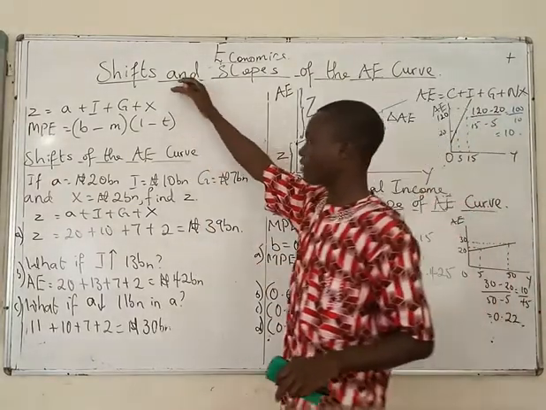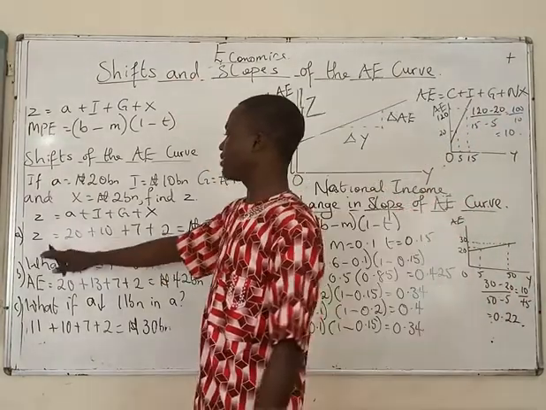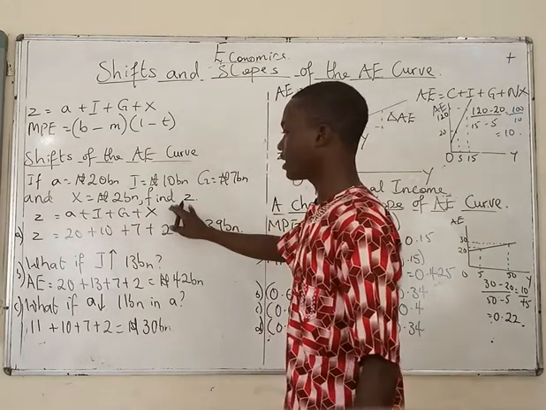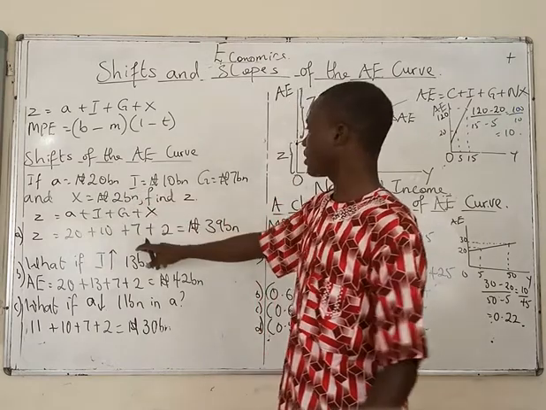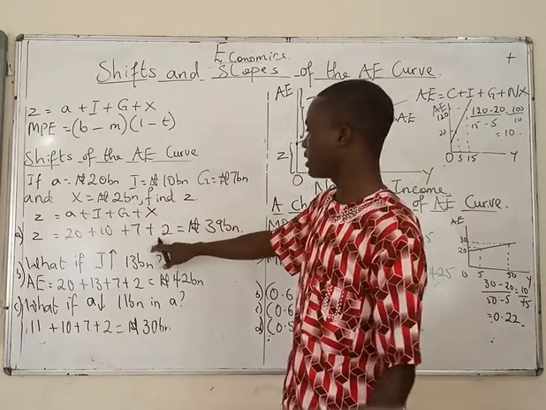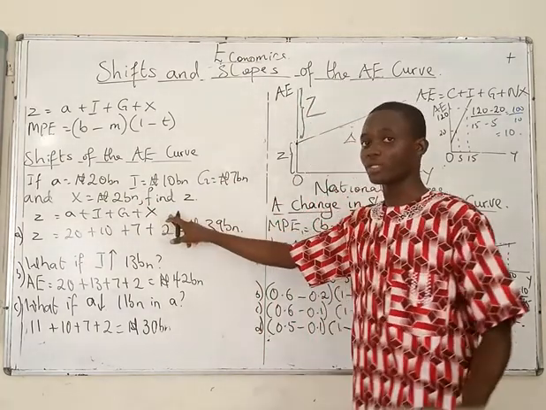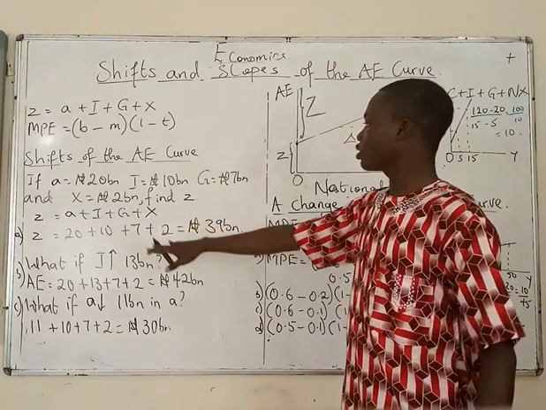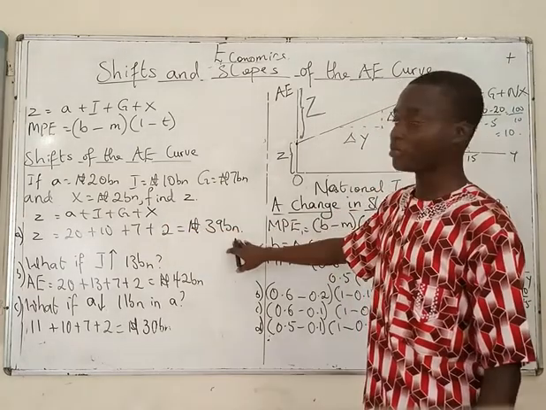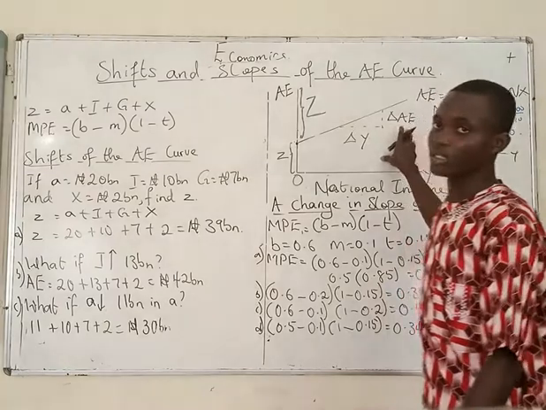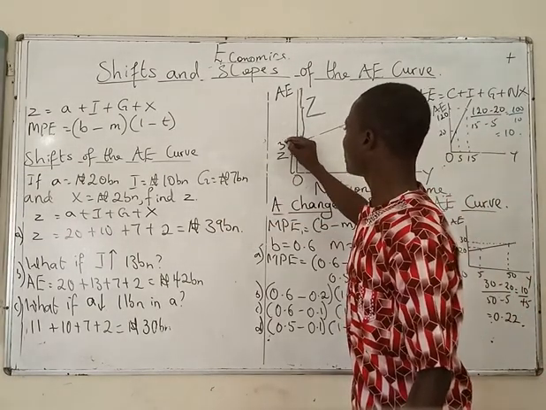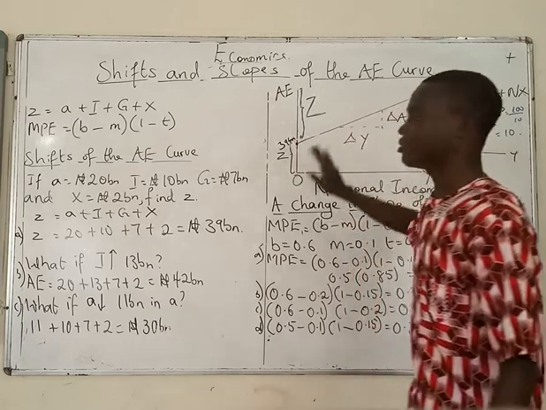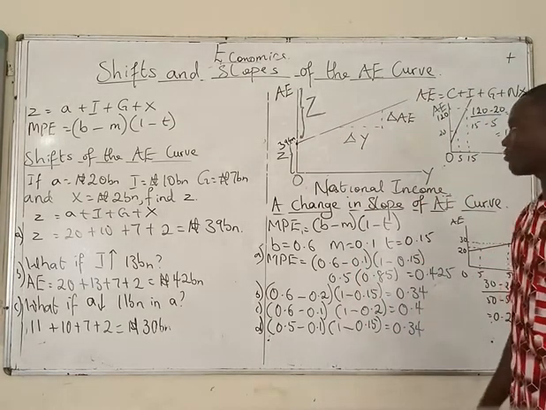So from here we have A plus I plus G plus X. So Z equals A plus I plus G plus X. Z equals A, which has been given to be 20, plus I is 10, G is 7, then export, not net export now, so export is 2. Summing all of that together, we have 39 billion. So let's assume that this were the curve of this function. That means here we have 39 billion. Good. So that's the vertical intercept.